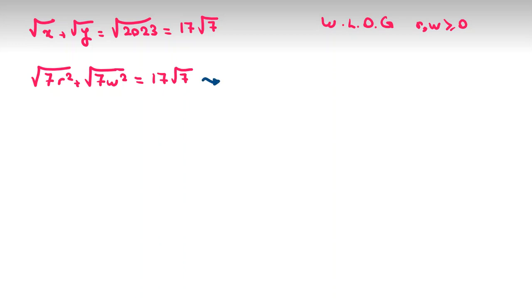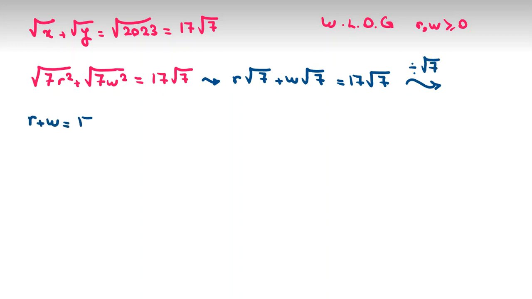We say the square root of 7r squared is r root 7. The next one, w root 7. The last one, 17 root 7. Now, all terms have root 7. So it's good to do what? It's good to divide both sides by root 7. We conclude r plus w equals 17.